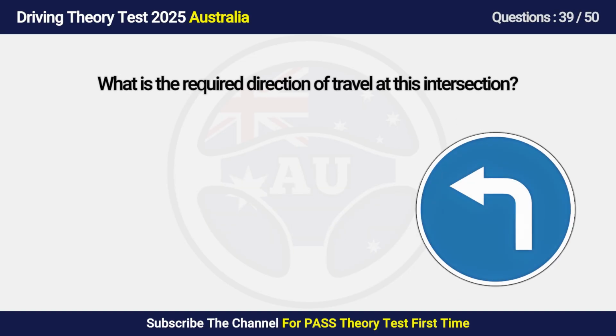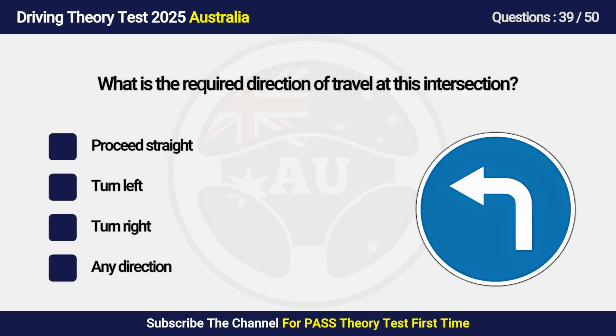Question 39. What is the required direction of travel at this intersection? A. Proceed straight. B. Turn left. C. Turn right. D. Any direction.